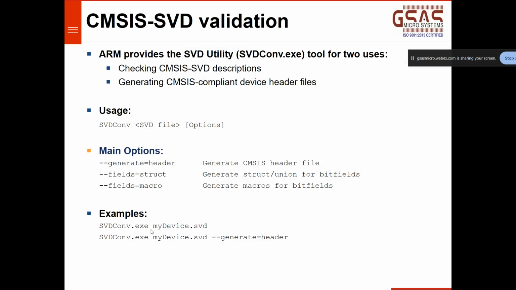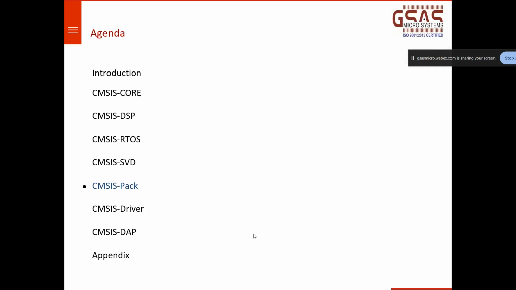So suppose you have developed your own SVD. When you run this, if there are any validation errors, you will get an error. Otherwise, you can even generate a header file as well. So any questions, please put them in the chat window.